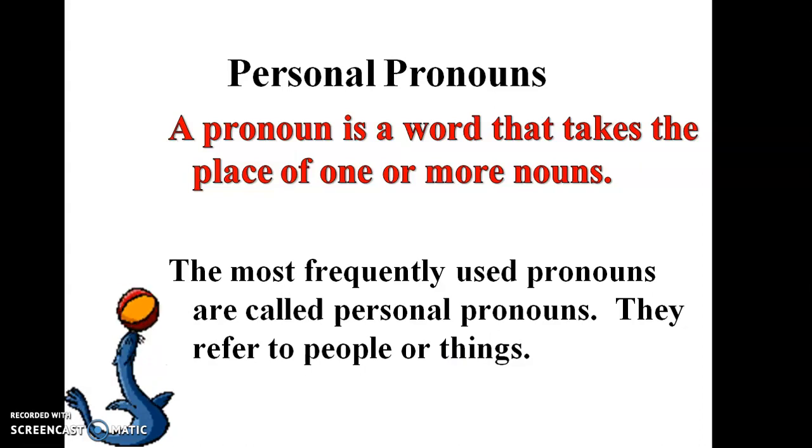First of all, I want to talk about personal pronouns. A pronoun is a word that takes the place of one or more nouns. The most frequently used pronouns are called personal pronouns. They refer to people or things.